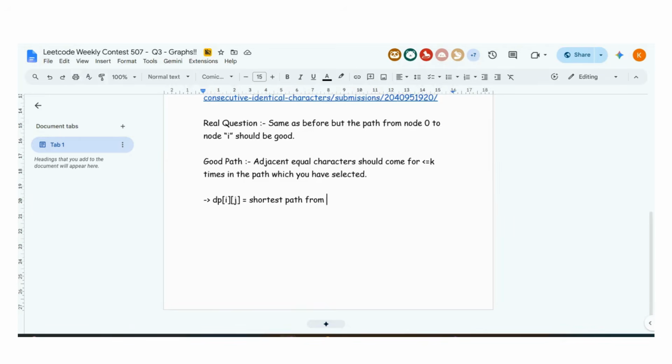Okay. So guys, you can check the code there. But before that, what is the meaning of dp[i][j]? dp[i][j] basically means the shortest path from node 0 to node i such that the last j nodes have equal character values. Final answer will be what?